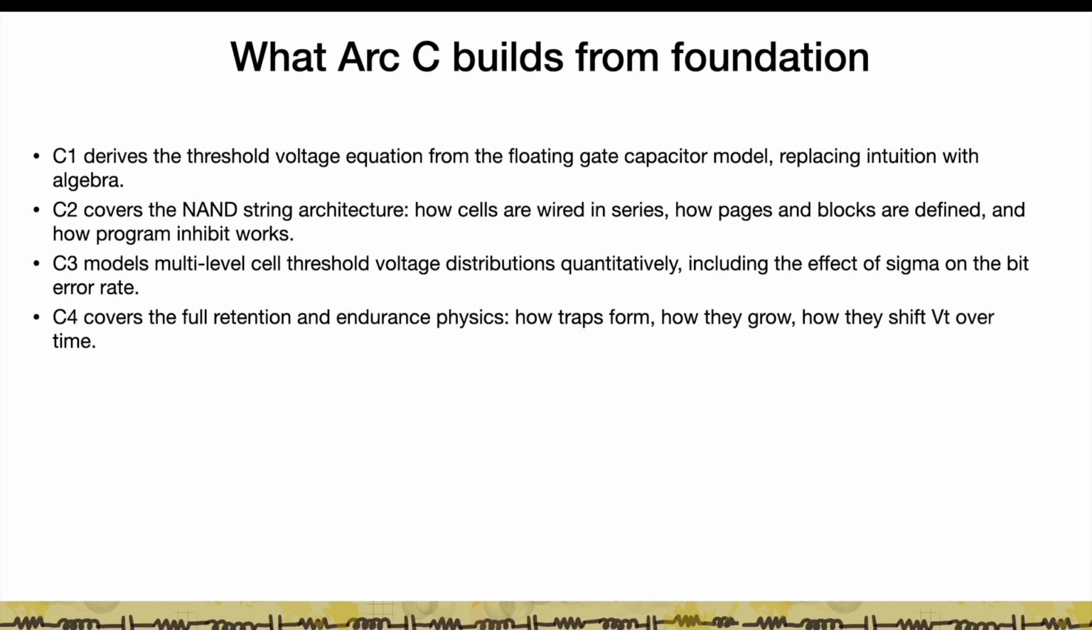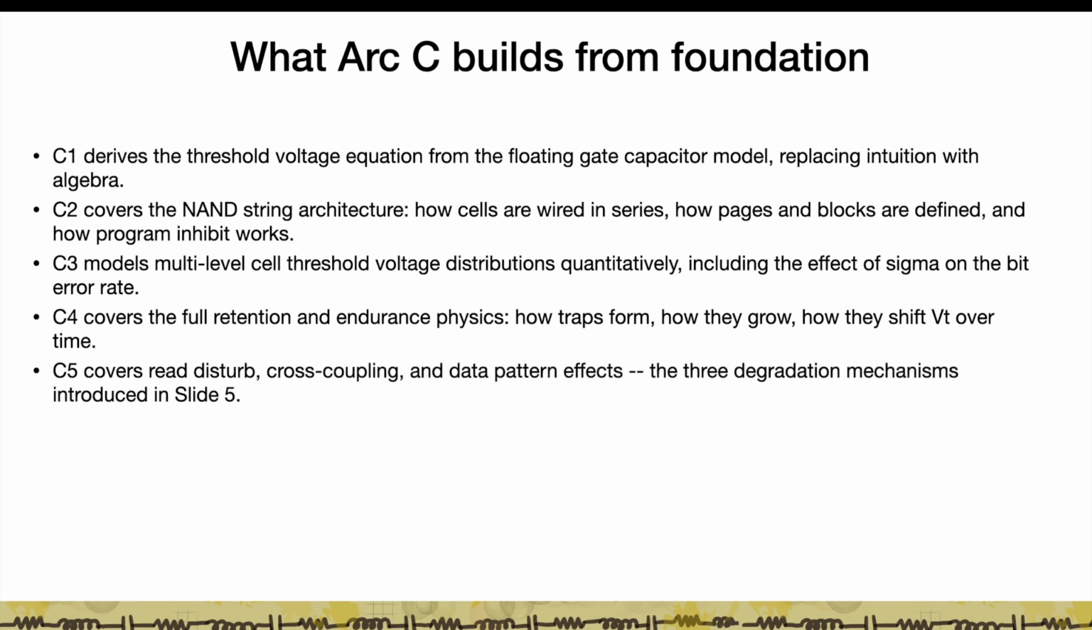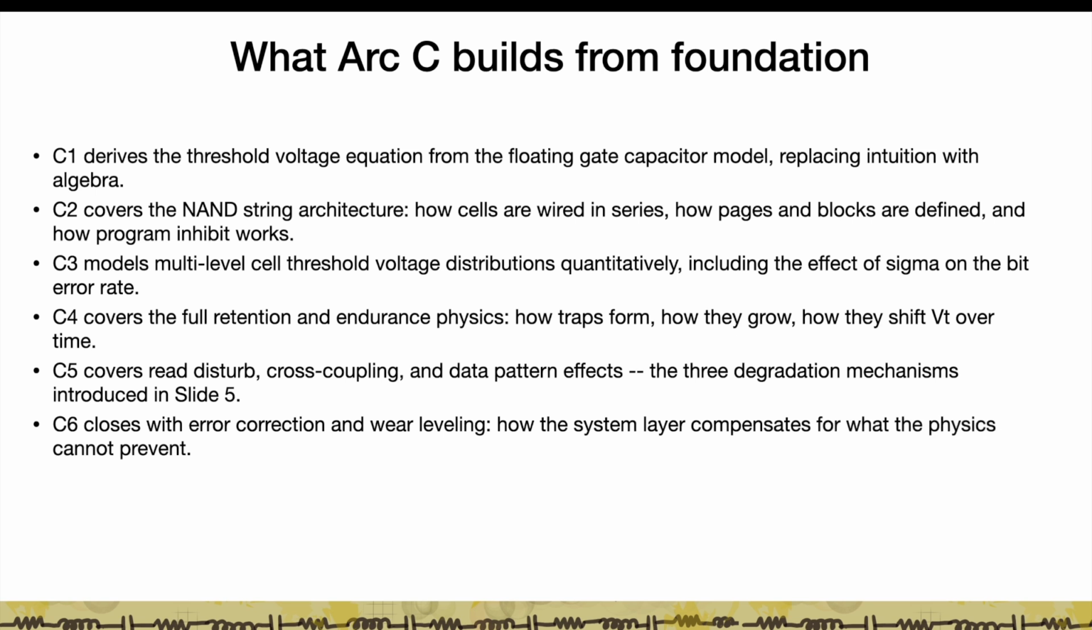C3 takes the multi-level cell distribution picture and makes it quantitative. Given a distribution sigma and a spacing between levels, what's the raw bit error rate? How does that number flow through to the required ECC strength, and how does cycling affect both? C4 and C5 go deep on the degradation mechanisms from slide 5. Full quantitative models for how trap density grows with cycling, how that trap density maps to distribution sigma, how retention time scales with cycling history, and how cross-coupling and read disturb can be measured and modeled.